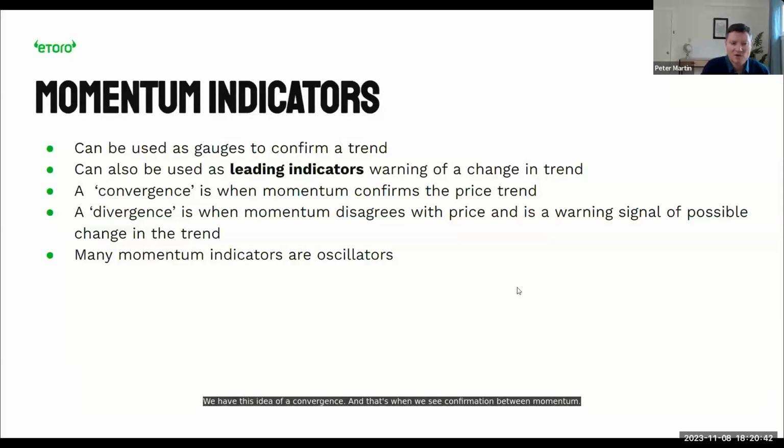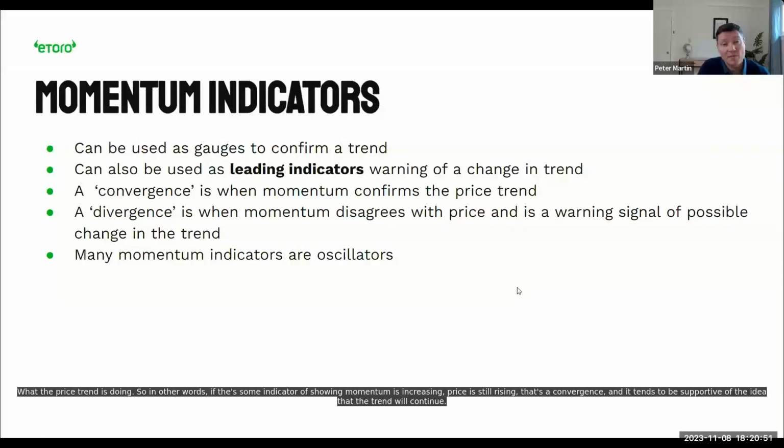And we have this idea of a convergence, and that's when we see confirmation between momentum and what the price trend is doing. So in other words, if the momentum indicator is showing momentum's increasing, and price is still rising, that's a convergence, and it tends to be supportive of the idea that the trend will continue.